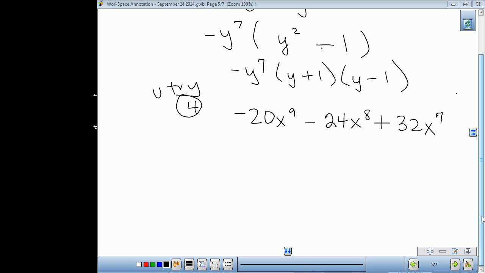X to the 9th. I'm going to guess that I chose 4. It has 3 and 3, right? No, that's not right. 5 and 4. No, you have to GCF.